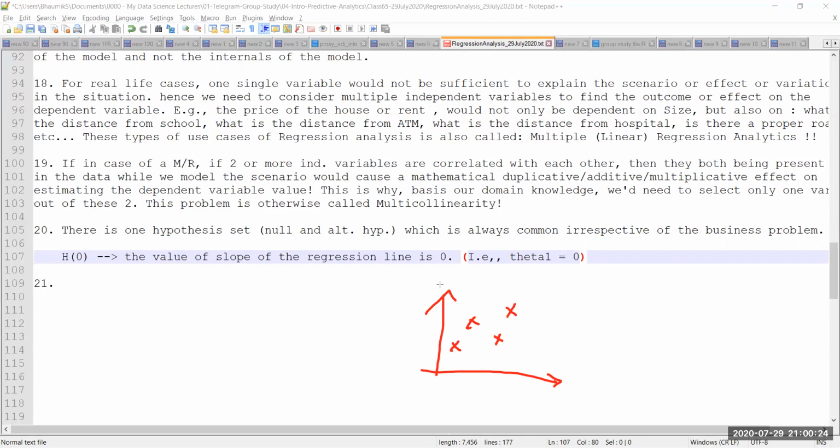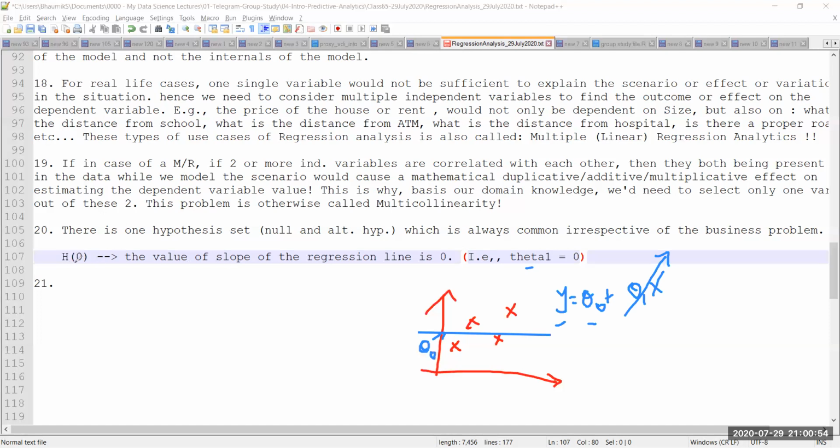As per my null hypothesis, slope is equal to 0, which means my equation was y is equal to theta 0 plus theta 1 x. Theta 1 is now equal to 0, right? Then this component is gone. Y is equal to theta 0, which means the line will be this, where this value where it intersects with the y-axis, right? This is my theta 0.